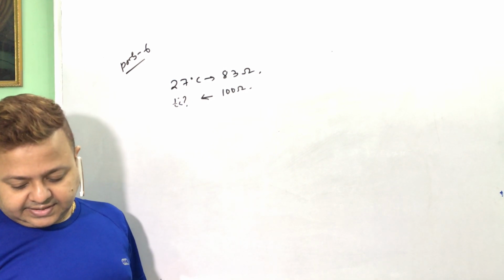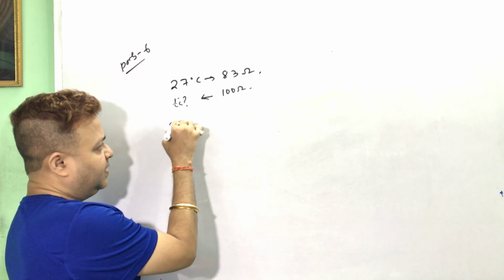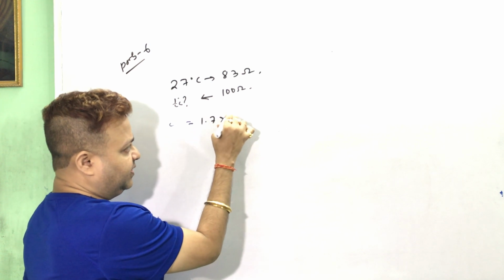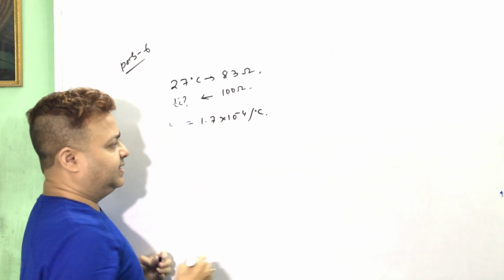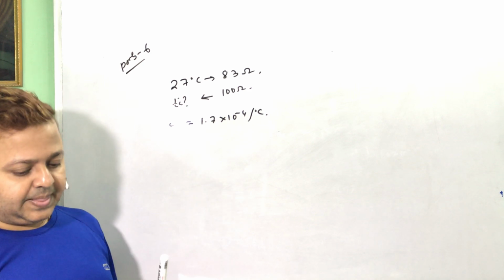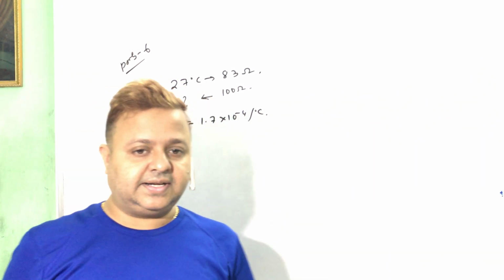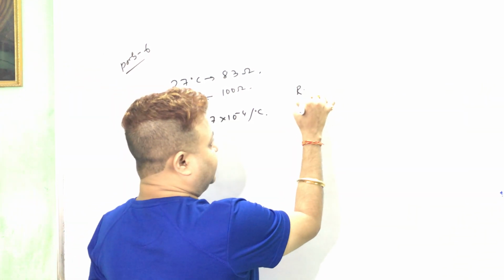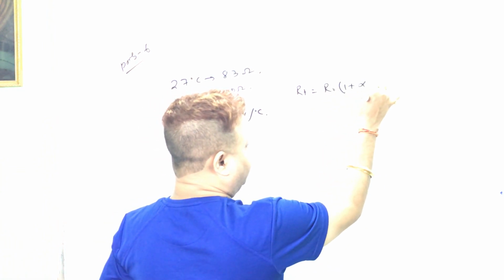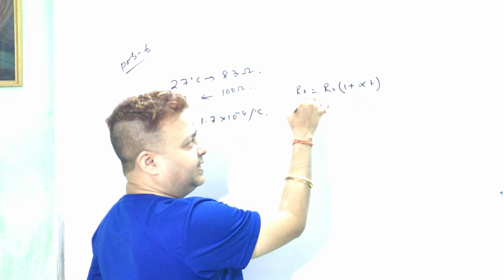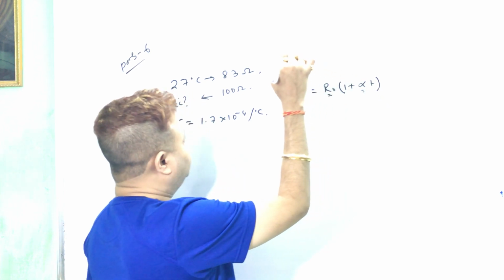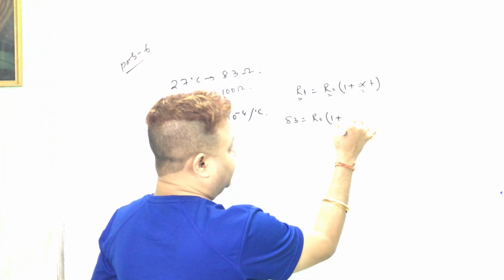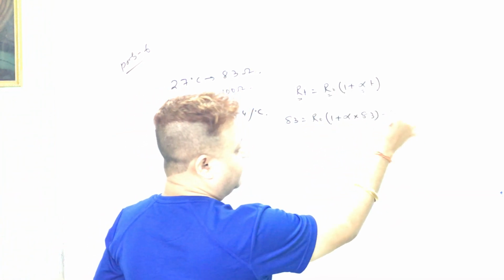The temperature coefficient of resistance alpha is given as 1.7 into 10 to the power minus 4 per degree centigrade. When I took the class I said that normally the temperature coefficient of resistance is measured with respect to 0 degree, that is RT equals R0 into 1 plus alpha into T. This is the resistance at T degree, this is the resistance at 0 degree, alpha is the temperature coefficient of resistance. And this is 83 equals R0 into 1 plus alpha into 83. This is equation number 1.